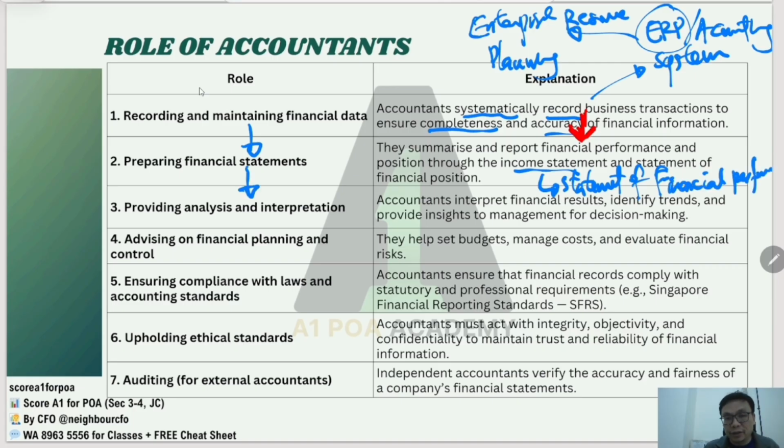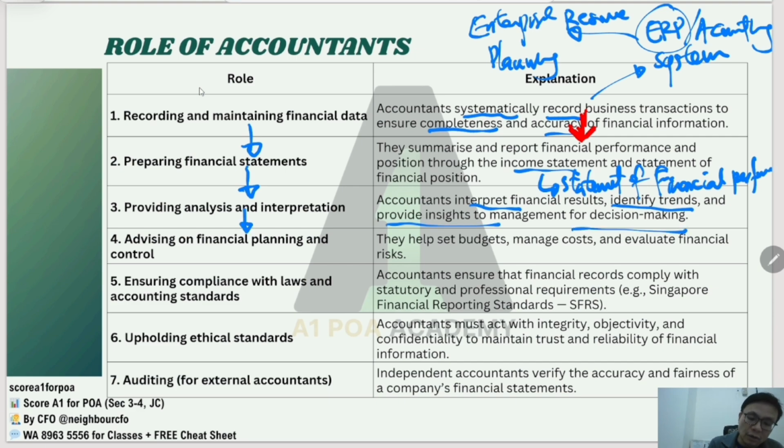Next, once you have the financial statements, the accountants will help to provide analysis and interpretations for the shareholders or the director in specific. So accountants interpret financial results, identify trends, and provide insight to management for decision making.